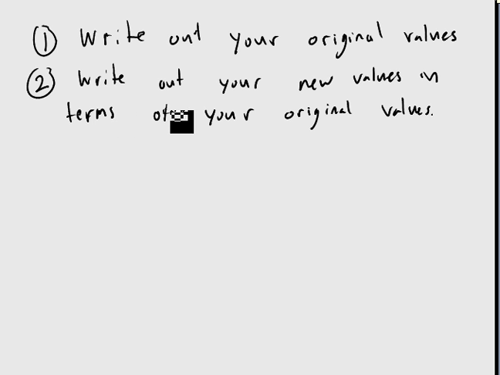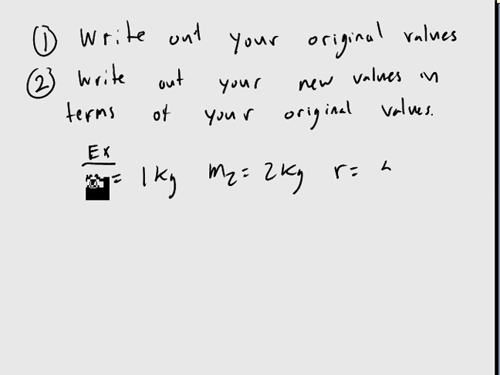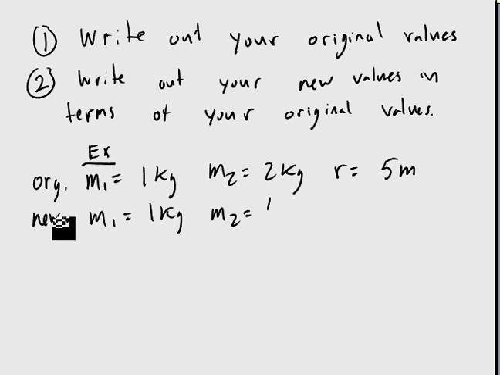For example, if you had your original values as 1 kilogram and 2 kilograms and R is 5 meters, and your new values are M1 is 1 kilogram, M2 is 4 kilograms, and R is 10 meters, right? So now I want you to write the new ones, so all of these, in terms of the old ones.